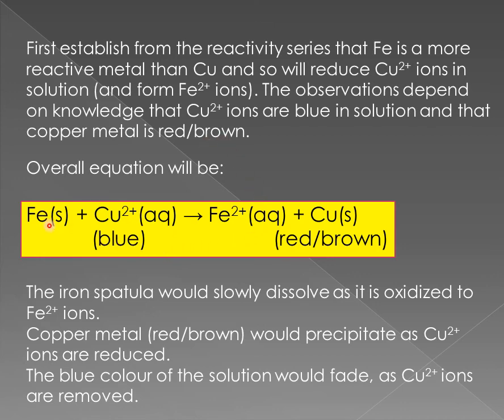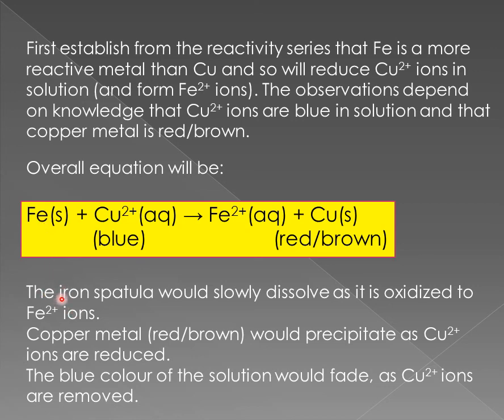So what is the equation? When an iron spatula is left in copper sulfate solution, which is blue, iron will be oxidized to iron ion, while copper ion will be reduced to copper metal, which is red brown. So the blue color will disappear, and the red brown will form, which is precipitated copper metal. Also, the iron spatula starts to dissolve in the solution of copper sulfate overnight.